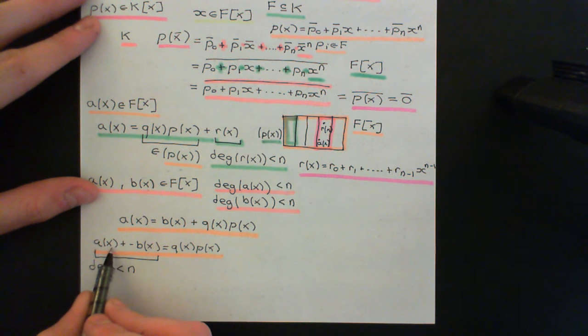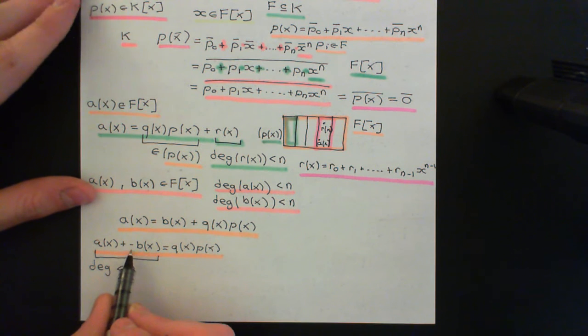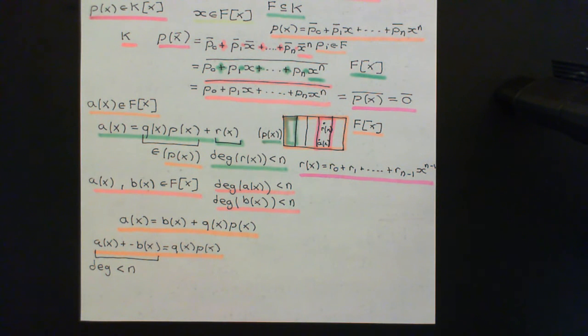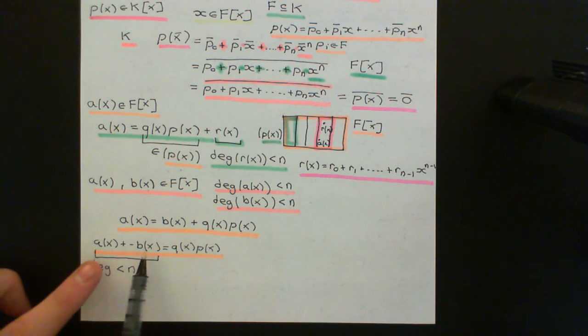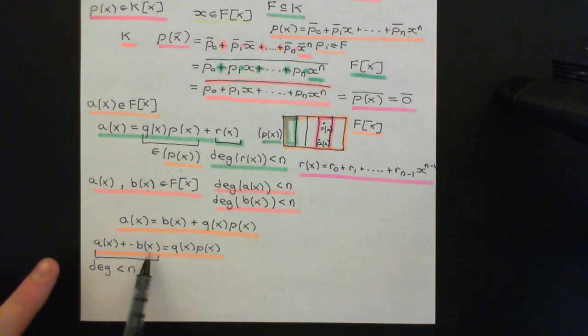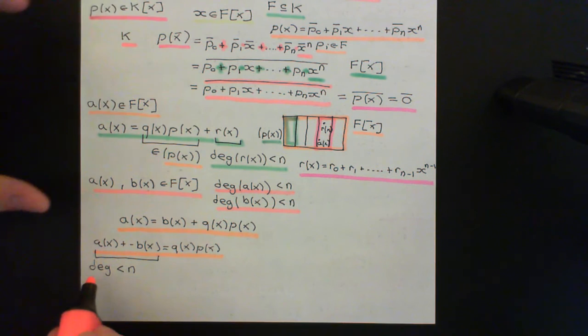Well, because this polynomial had degree less than n, you're now adding it to the additive inverse of this polynomial, which also had degree less than n. When we took the additive inverse of this polynomial, all we did is stick negative signs in front of the non-zero coefficients. We didn't change the degree. When we add these two polynomials of degree less than n, we just add the coefficients. So again, you don't change the degree. So the degree of this must be less than n.